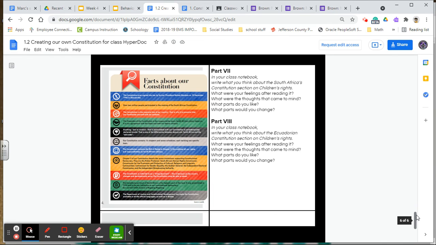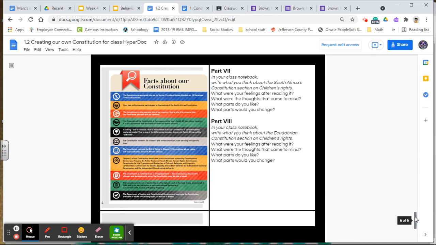Okay, this is all due the 24th of September, which is next Friday. So you'll read this and do all the research this week. Then next week, you will have your own time to craft what you believe should be rights and what you believe should be in the Constitution.